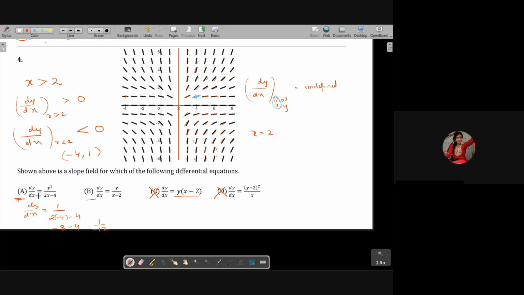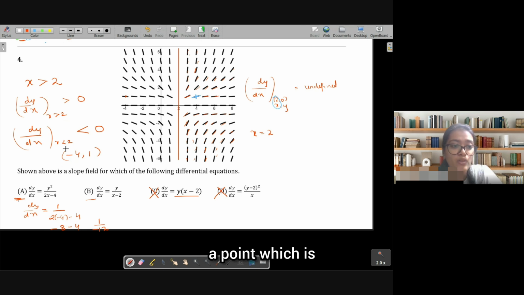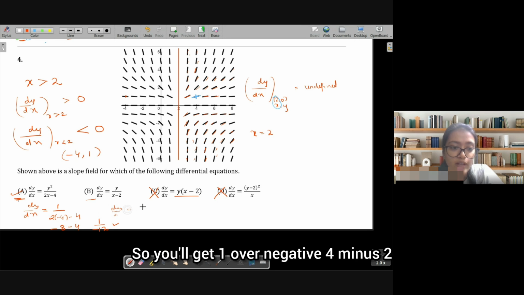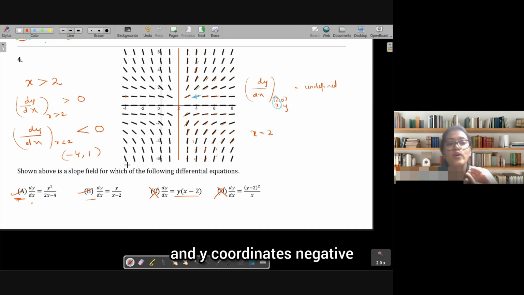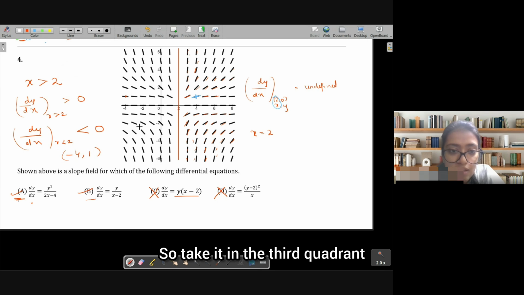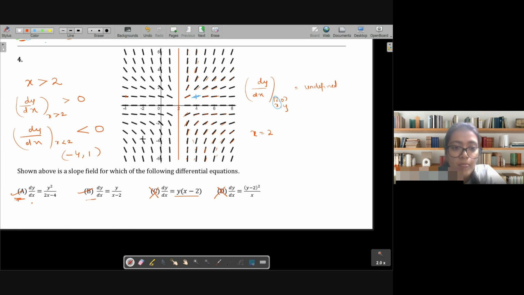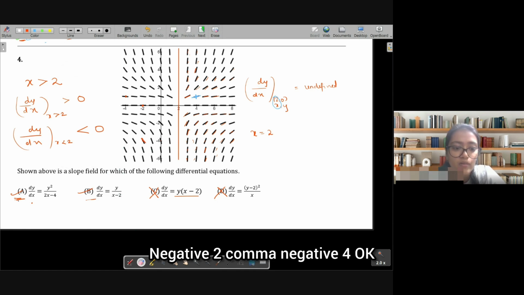So for a point which is less than 2, our dy by dx should be less than 0, which is happening in this case. Also check for B at this point. You'll get 1 over negative 4 minus 2. So this is also giving a negative slope. So this point did not work. Now take a point which has both x and y coordinates negative. So take it in the third quadrant. Let's take this point. This point is negative 2 comma negative 4.